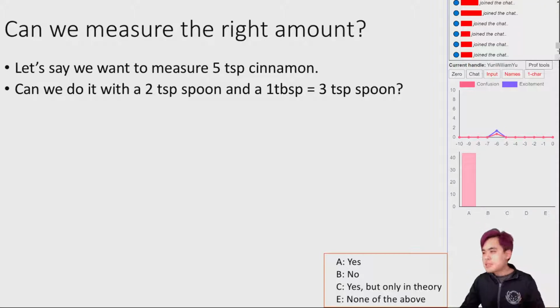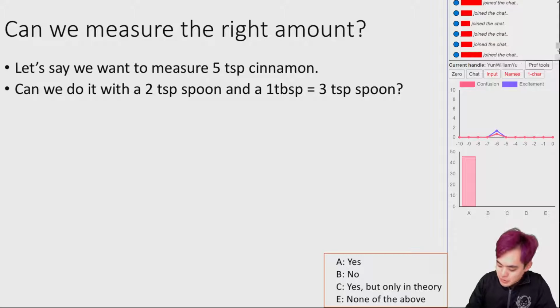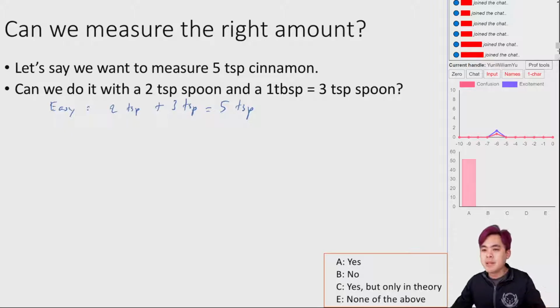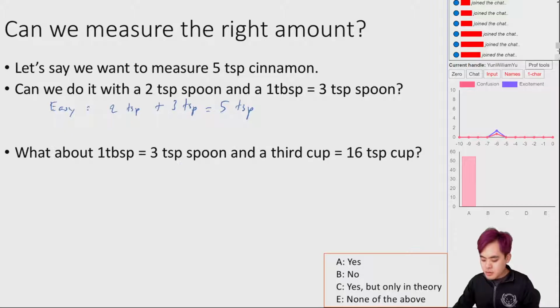Okay, so it looks like this one is pretty easy. Well, obviously this is easy. 2 teaspoons plus 3 teaspoons is equal to 5 teaspoons. Right? Okay, easy enough. But now, what about 1 tablespoon and a 1/3 cup? Can you measure out 5 teaspoons of cinnamon if you have 1 tablespoon and a 1/3 of a cup, and that's it?